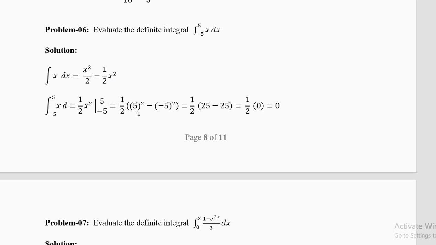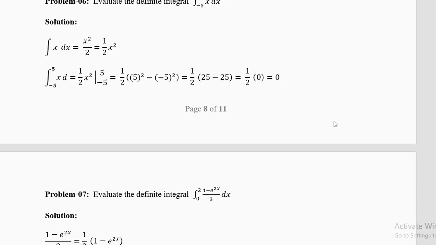Put half outside the bracket. 5 square minus minus 5 whole square, which is half of 25 minus 25, which is 0. Half into 0 is 0. So if you wish, you can do it step by step. Otherwise, those who know the odd even function thoroughly can do it directly and they know that the answer is 0.